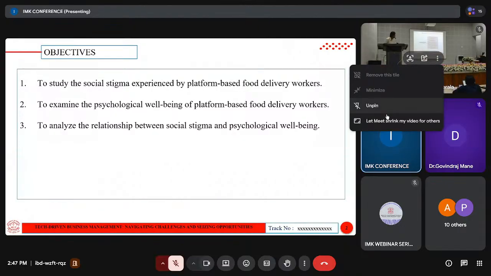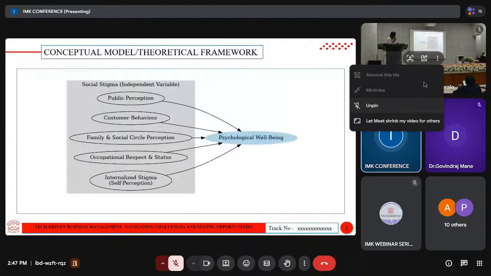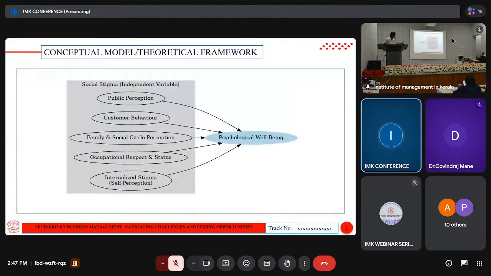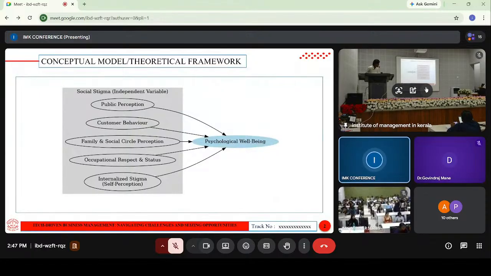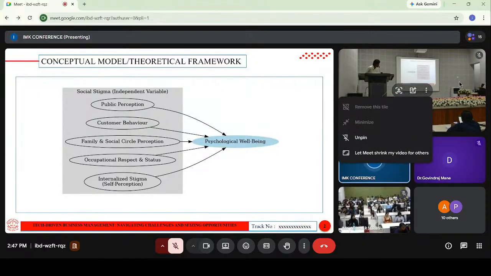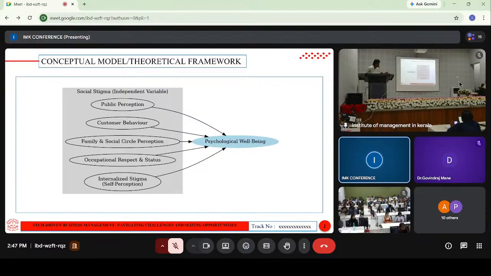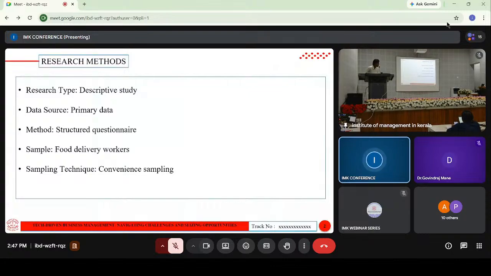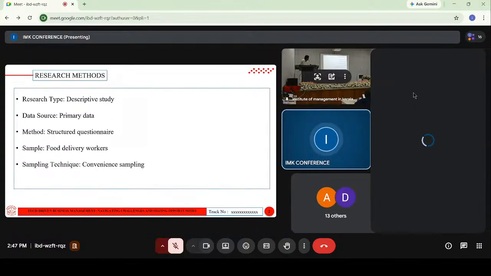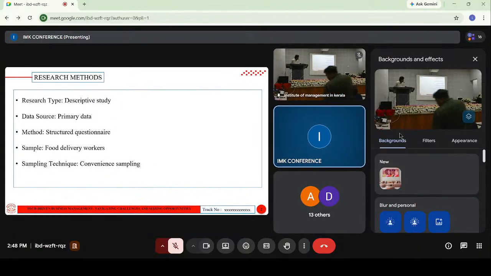So this is the basic conceptual framework. The independent variable is social stigma, with factors such as public perception, customer behavior, family and social circle perception, and occupational status stigma, and the dependent variable is psychological well-being. For the research method, I used a descriptive study, and the data source was primary data. I used a structured questionnaire. Samples were taken from food delivery workers, using convenience sampling.